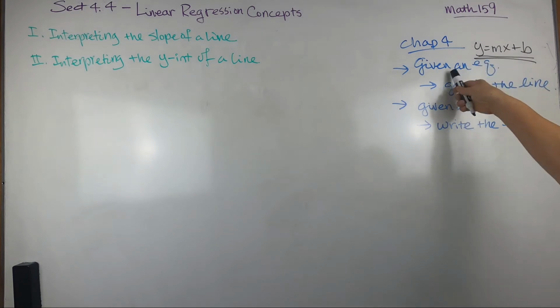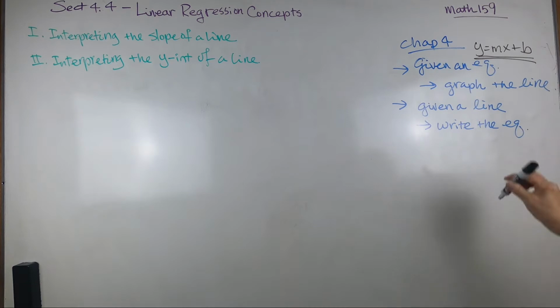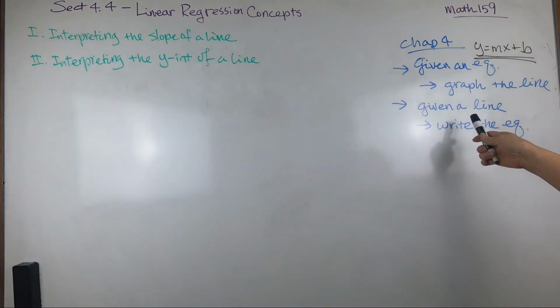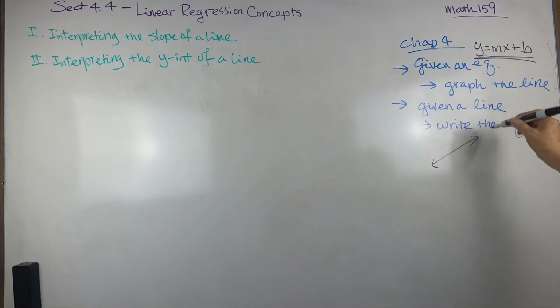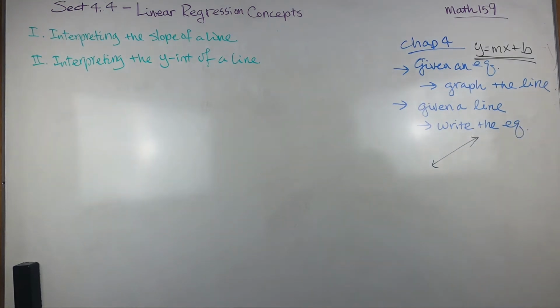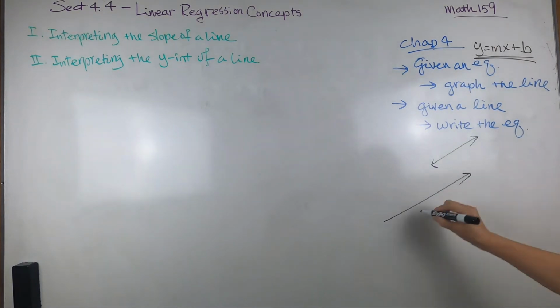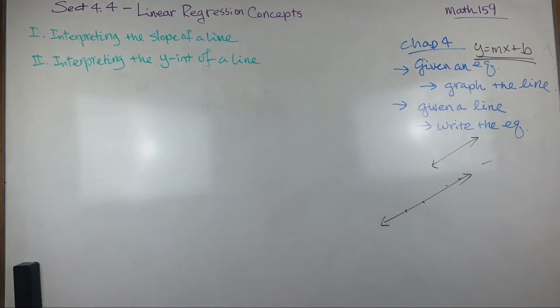If the equation is given, then you can graph the line. That's what we have been learning, right? Or if you are given a line, then you write the equation. We have been doing this because for stats, you need to know how to do the line so you can do the prediction. That's the whole idea.